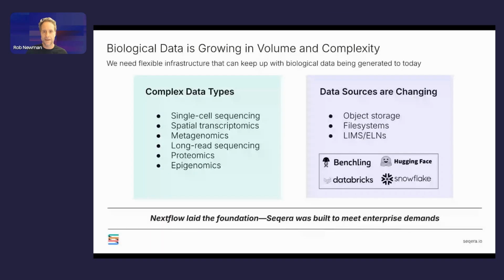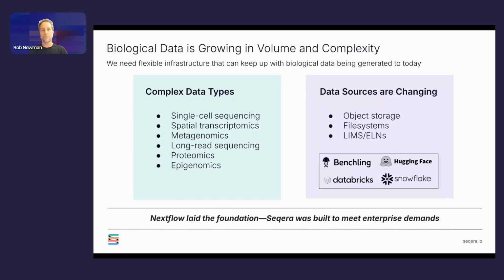Okay. So in terms of how complex the biological data that we work with is becoming, it's pretty wild. We're seeing an explosion in the increasingly complex types of biological data generated, and it's not slowing down anytime soon. Each of these data types, as you know, have their own formats, their own tools, and their own processing requirements. And you need a real flexible infrastructure to be able to keep up with that.